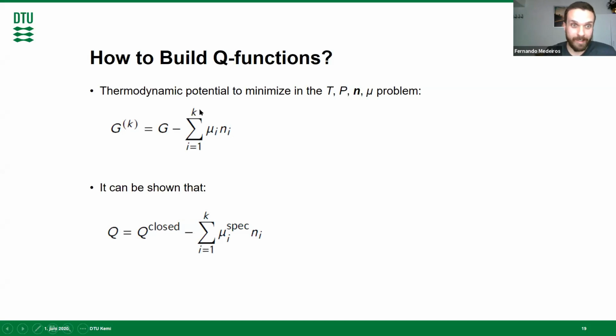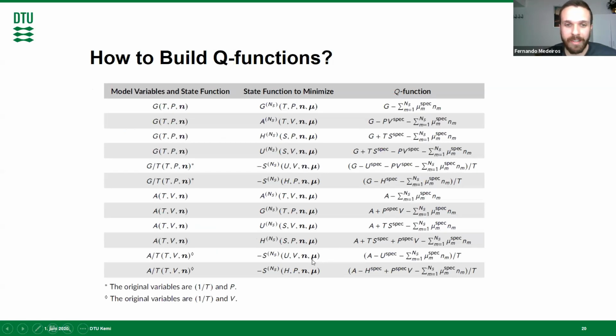So yeah, that's the potential that we have to minimize, and it can be shown. I'm going to spare you from all the tedious mathematical derivations because there's already enough, I guess. The Q function for open systems, this one on the left-hand side, is basically the Q function for the closed systems minus the specified mu times n. And this is an extensive list of all the Q functions for open systems based on Michelsen's original Q functions.